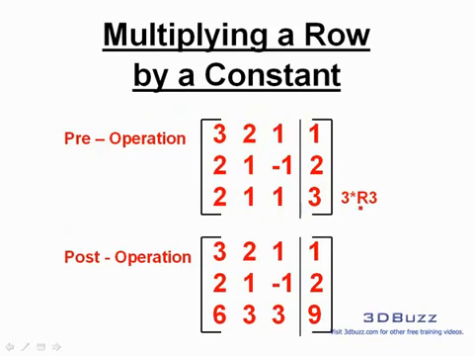So here we did 3 times row 3. Similar to before, you go entry by entry and multiply by 3. So 2 times 3 is 6, because it's originally a 2. Now it's a 6. 1 times 3 is 3. 1 times 3 is 3. And 3 times 3 is 9.